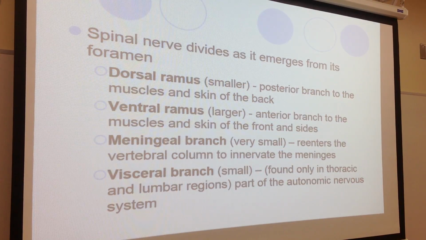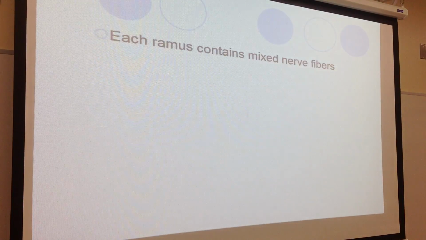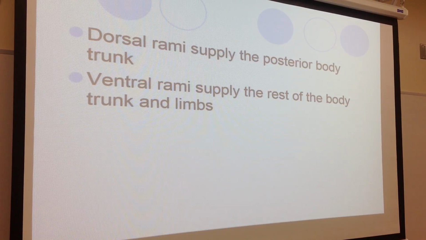Now, in the thoracic lumbar area, there can be a 4th ramus, and this is what is called the visceral ramus or visceral branch, and that one goes, as the name implies, to the viscera. Now, what are the viscera? The organs. The thoracic and abdominopelvic organs, all right? And that branch is actually part of the autonomic nervous system, which we're not going to get into today. All right, so there we go. Now, each ramus has mixed nerve fibers, other than the visceral one, which typically doesn't.